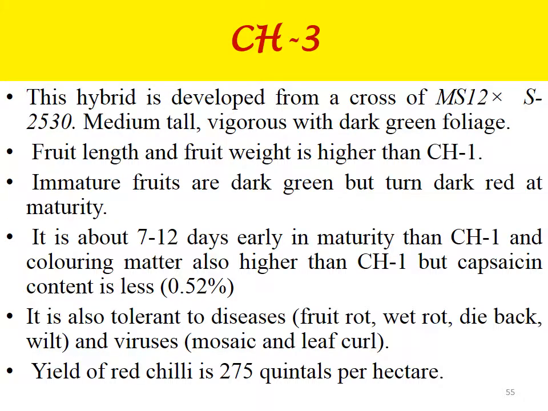CH3, again released from PAU Ludhiana, developed by a cross between MS12 into 2530. It's medium tall, vigorous with dark green foliage. Fruit length and fruit weight are higher than CH1. Immature fruits are dark green but turn dark red at maturity. It is about 7 to 12 days earlier maturing than CH1, and the color is also attractive, tolerant to different diseases more than CH1, and yield is 275 quintals in dry form or red chilli form.